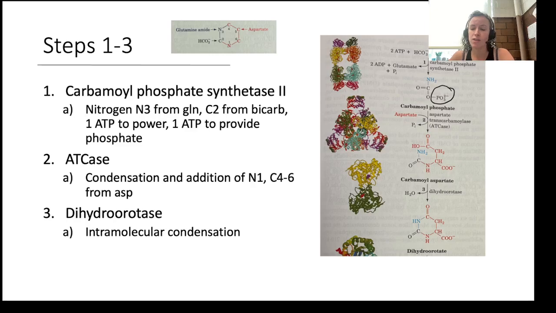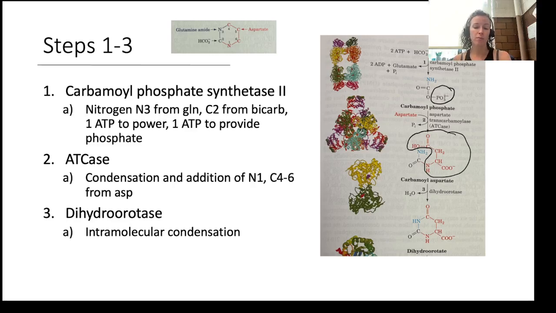Up next, aspartate transcarbamylase, often referred to as ATCase. It performs a condensation reaction, and using aspartate, we add the N1 and C4 through 6. So there's the atoms we need, right? And that addition gives us this. Chunk of aspartate added on there.